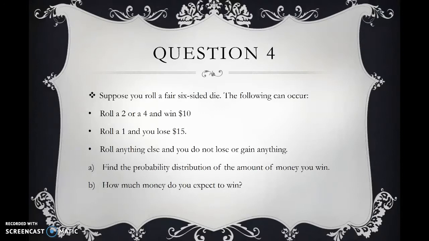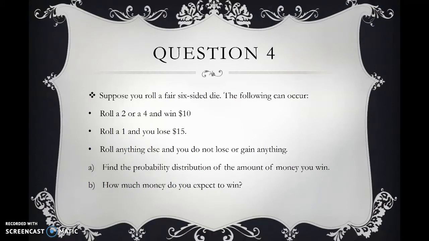So I roll a 6-sided die, right? The following can occur. If I get a 2 or a 4, I'm going to win $10, okay? If I roll a 1, I lose $15, okay? If I roll anything else, I don't lose or gain anything, so I got nothing.